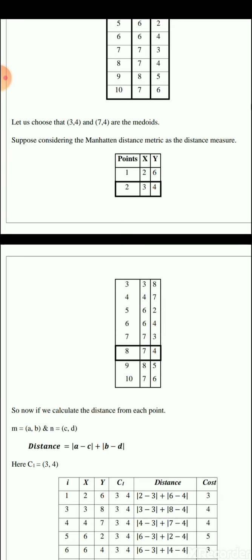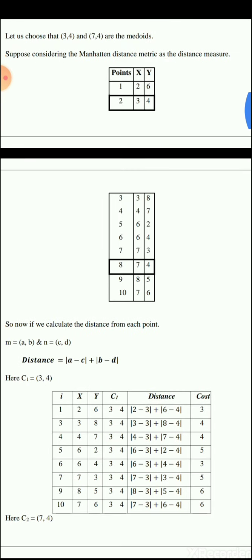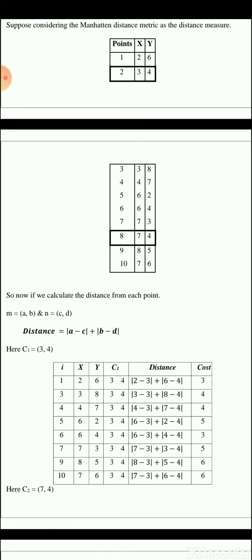if we calculate the distance between each point, with m equal to (a, b) and n equal to (c, d), then the Manhattan distance is calculated as the absolute value of a minus c plus the absolute value of b minus d. First we mark the points that we take as medoids, 3,4 and 7,4, in the figure. Here C1 is equal to 3,4.